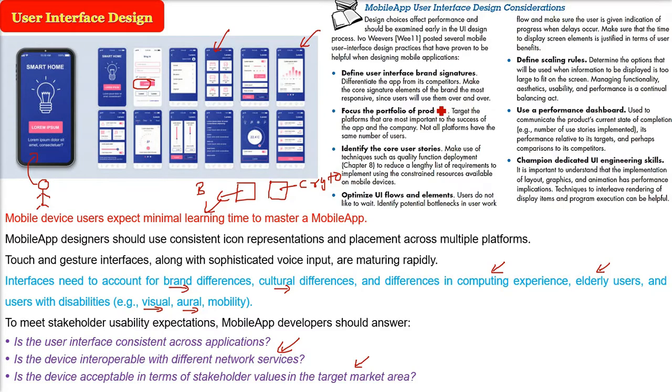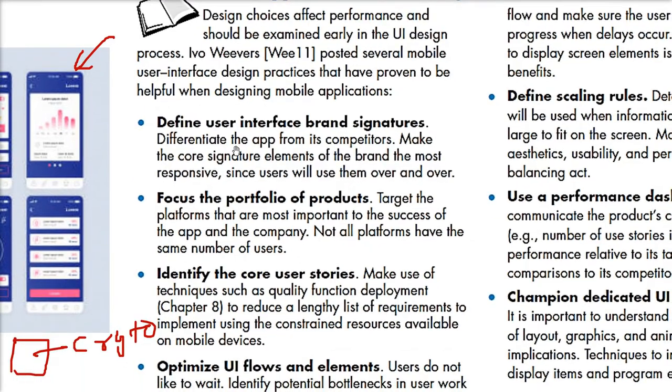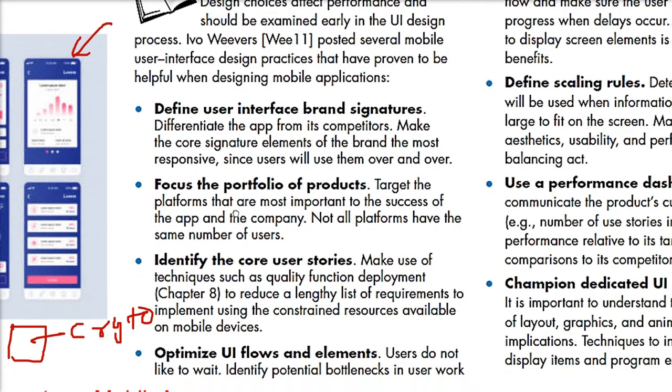So when a mobile user is using a user interface, as a developer there are certain design considerations. Here we see IO viewers. They said there are certain practices we have to follow. Define a user interface brand signature. That is, you have to make an application which is different from the competitors. You need to have certain core elements in them. It should be responsive, since the user would want to come to you if you provide like this.